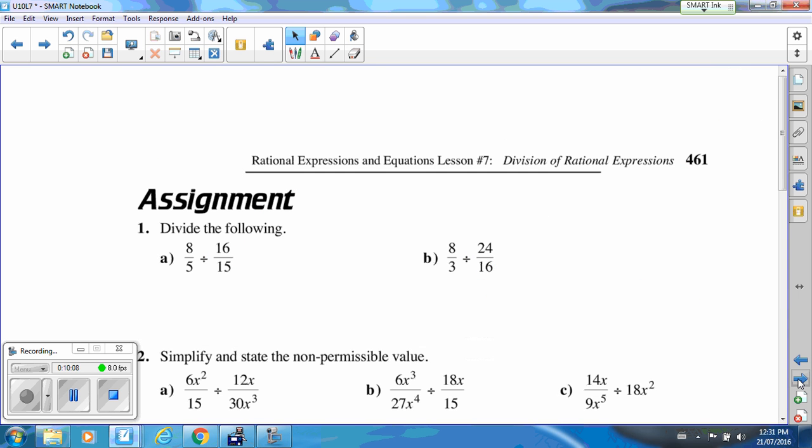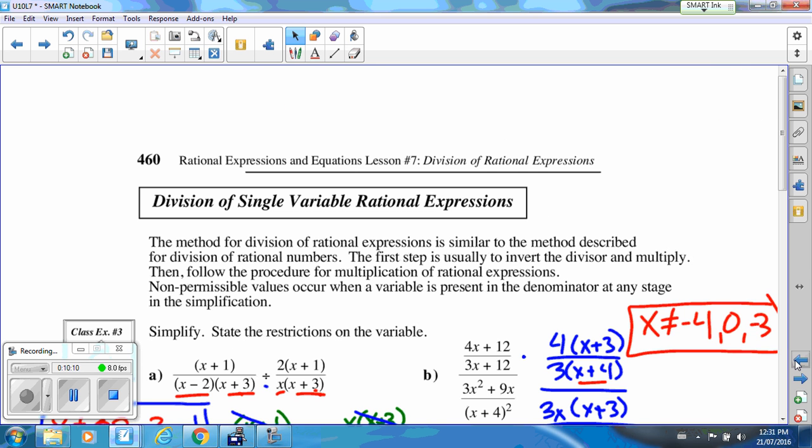I think that's the assignment there. So that's all the instruction you need. You're ready to start dividing those rational expressions. Hopefully that all makes sense. Come to me with questions and enjoy.